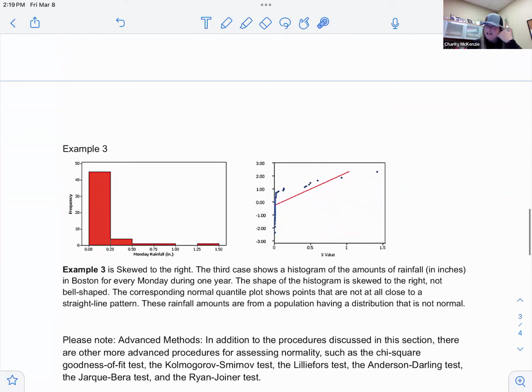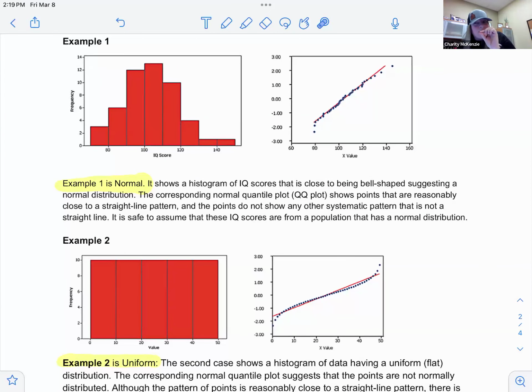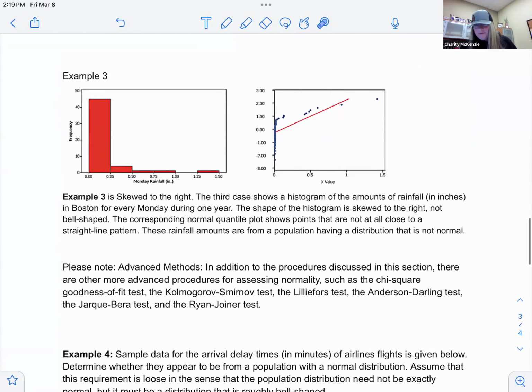What if this is clearly right skewed? This one's clearly right skewed, not like this one up here, where people think because it has one or two little dots or squares over there, it looks right skewed. This one is clearly right skewed. And look at the QQ plot. There's definitely not a line. So this one is definitely skewed to the right, not normal. Skewed to the right is not normal.